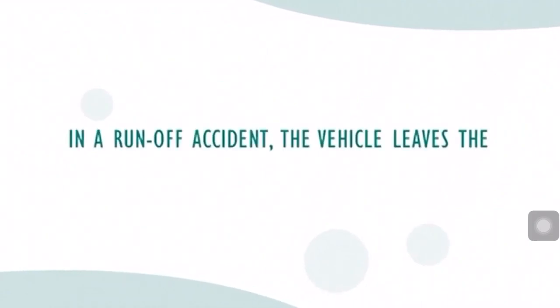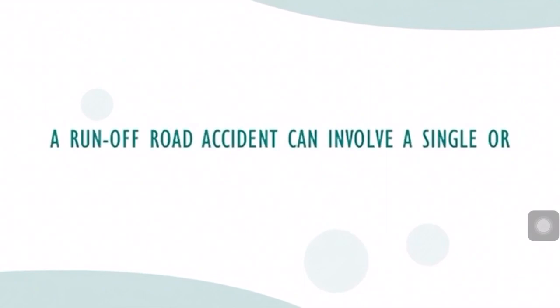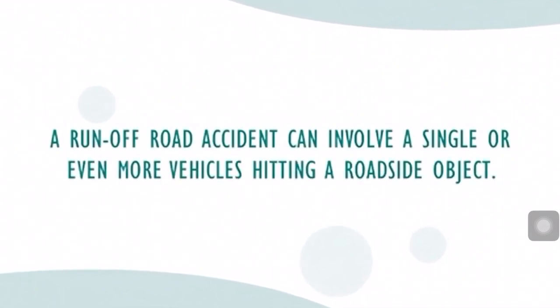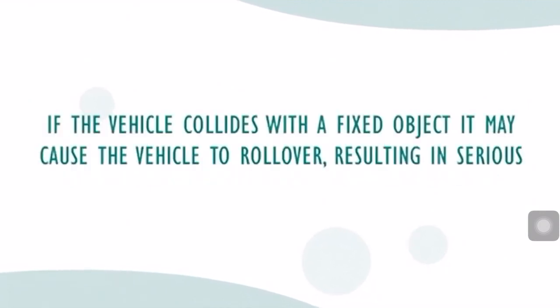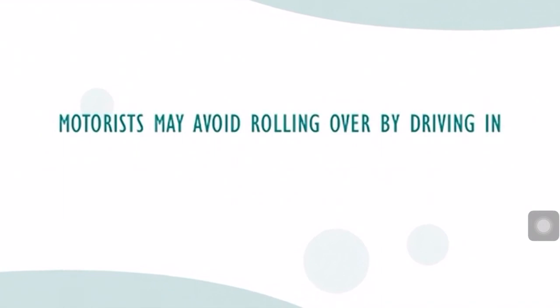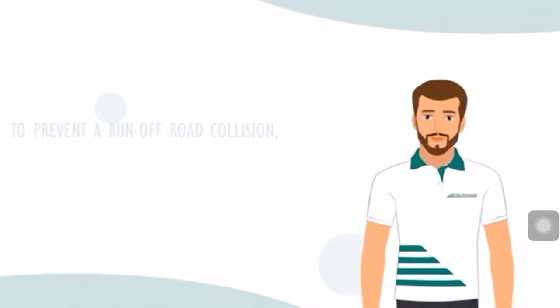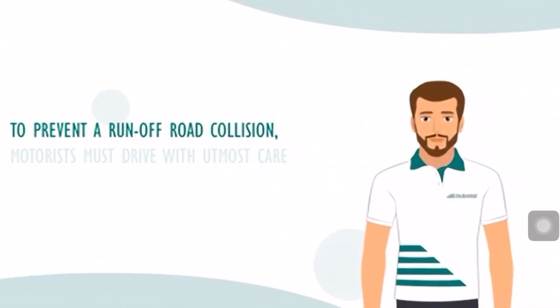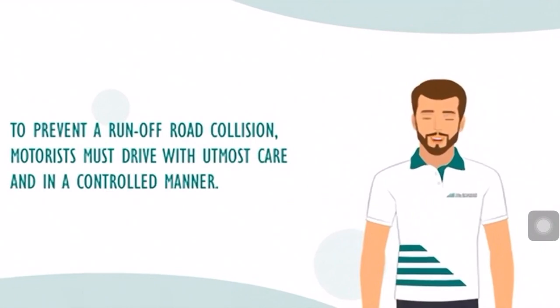In a run-off accident, the vehicle leaves the tarmac road and runs off the road. A run-off road accident can involve a single or even more vehicles hitting a roadside object. If the vehicle collides with a fixed object, it may cause the vehicle to roll over, resulting in serious injuries or fatalities. Motorists may avoid rolling over by driving in a straight line and keeping a firm grip on the steering wheel. To prevent a run-off road collision, motorists must drive with utmost care and in a controlled manner.